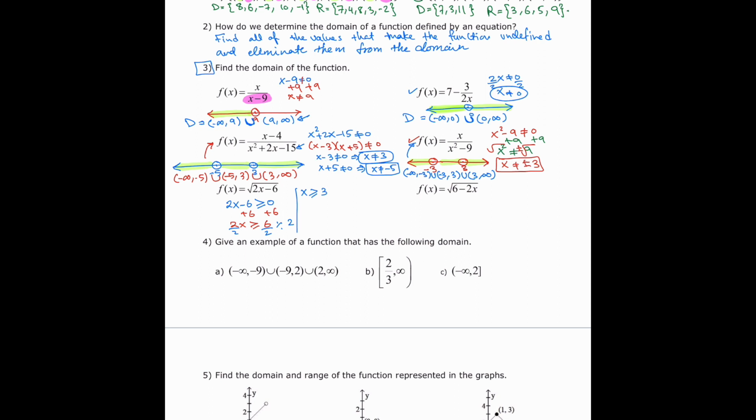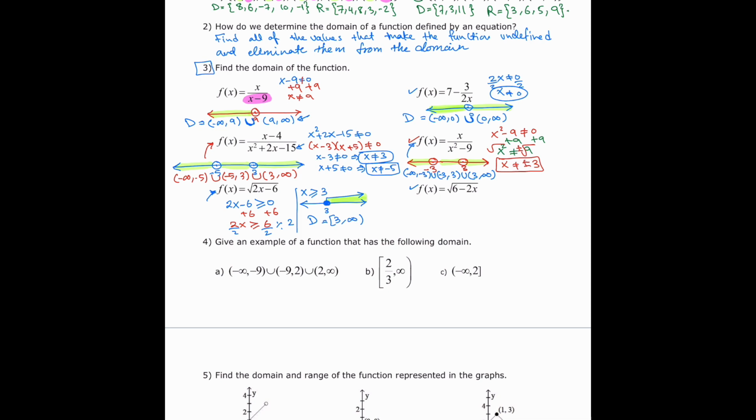Now I will write this inequality as an interval. Here is 3 and it's a closed circle, and we need all of the x's that are greater than or equal to 3, which is basically this interval right here. And that interval is from 3 to positive infinity. So the domain for this function is from 3 to positive infinity.